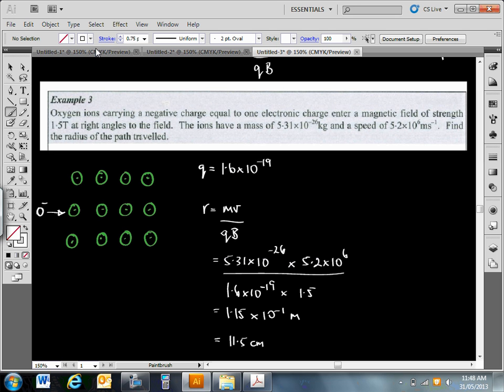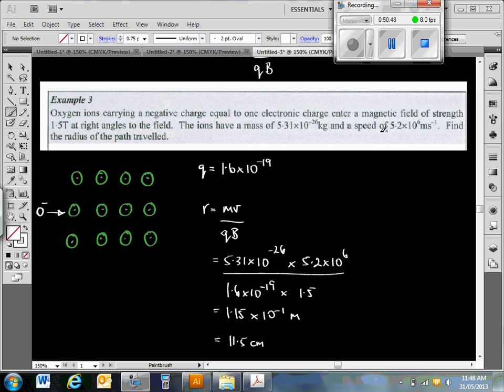Different answer, yes. Okay, so it was 1.15 meters. The book could be off. Yeah, they often are. So you're only out by a power of 10. You've got 10 to the power of minus 19, 10 to the power of minus 26, and 10 to the power of 6. You times it by 1.5. That shouldn't matter anyway, really. Okay, we'll go with you guys.